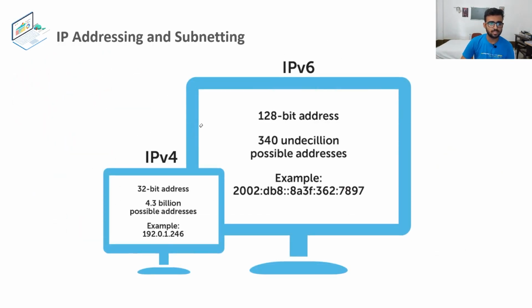Now the next thing is IP addressing and subnetting. Understanding IP addressing is crucial for networking. Every device on a network has a unique IP address, which is like a digital identity. IP addresses come in two versions, IPv4 and IPv6. IPv4 addresses look like this, like 192.0.1.246. This is the IPv4 address.